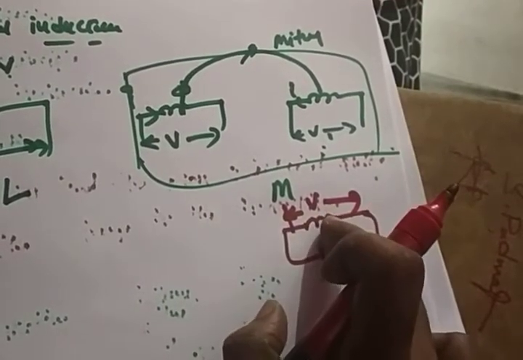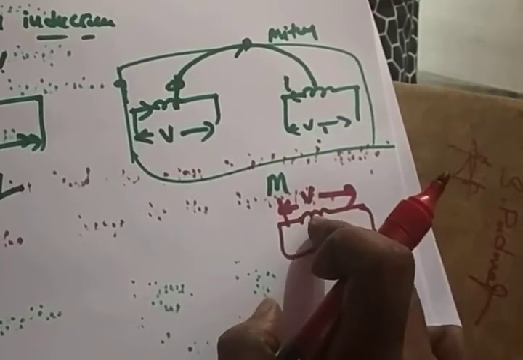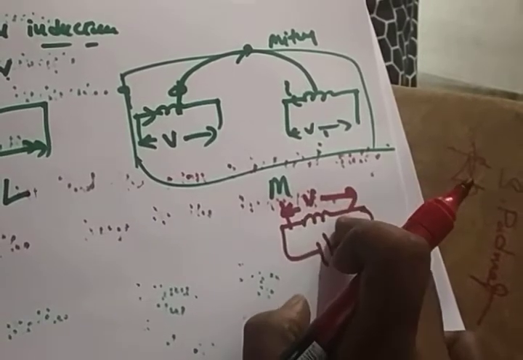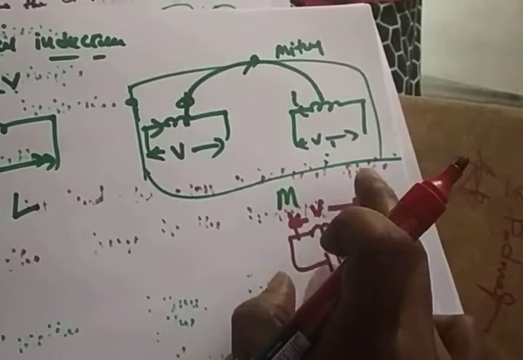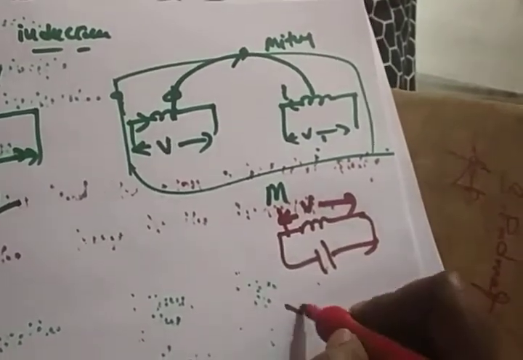Then a flux will be generated. These are twisted conductors, which means there is a change in flux. According to Faraday's law, a change in flux will produce an EMF. Voltage will be generated. So what is the formula for voltage? V is equal to L di by dt, right?